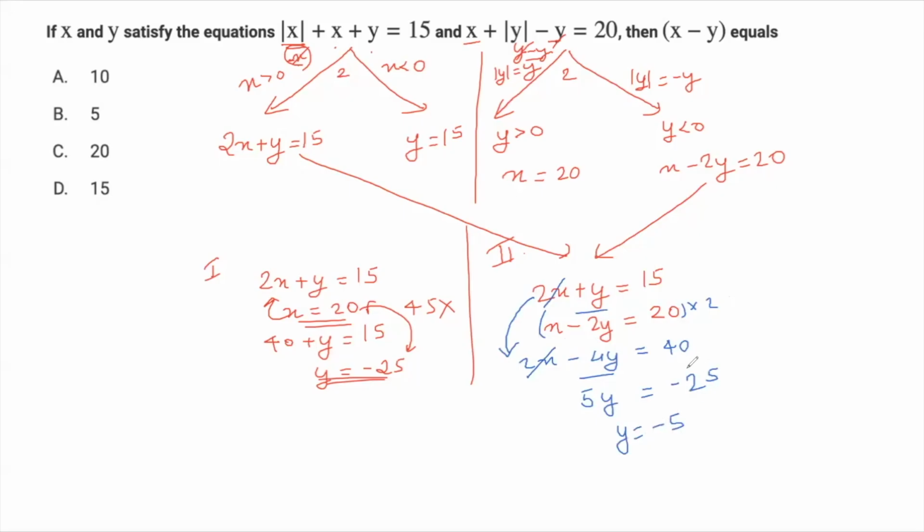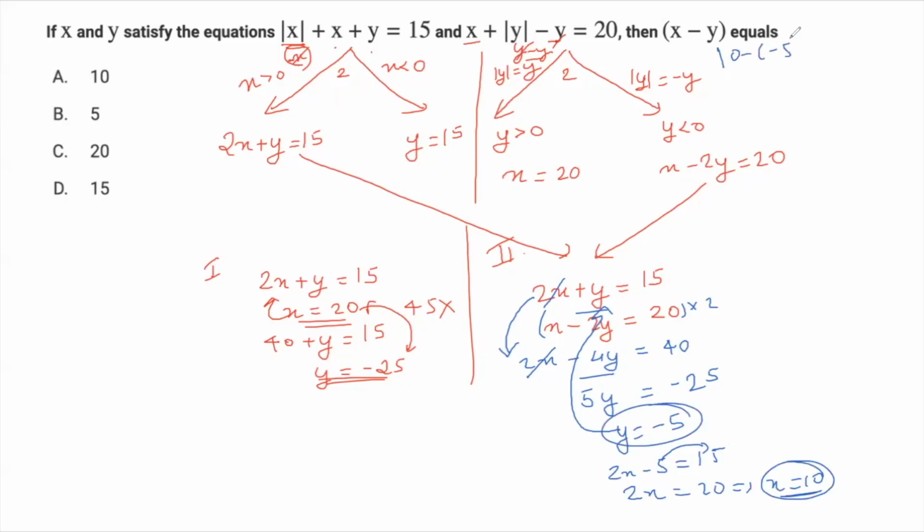Now, y equals minus 5, I will substitute in any of these two equations. Let's start by substituting in the first one. 2x - 5 is equal to 15. Minus 5 there will become plus 5. 2x is 20, or that gives me x is equal to 10. If x is equal to 10 and y is equal to minus 5, x - y will be 10 minus minus 5, which is 15. And that is very clearly our D option, right? We can stop here, but if you want to check, you can take the other possibilities also, like y is equal to 15 and y is equal to 20.